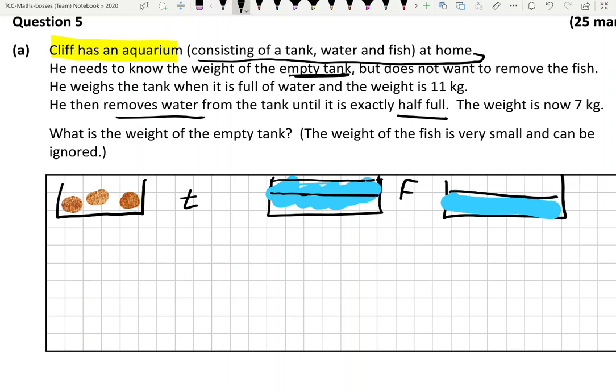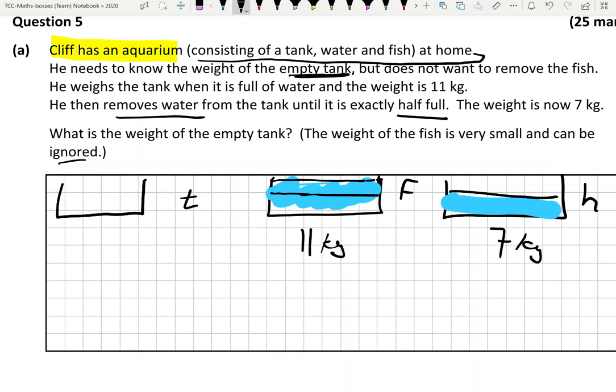Okay, and that comes to 7 kilograms. Let's write in some values. We have 11 kilograms here, we have 7 kilograms here. Let's call that H for half. Okay, so maybe I'll get rid of the fish, they're not important, apparently. The weight of the fish is very small, so they're called negligible, or they don't really contribute enough to be worth calculating in. So we get ignoring the weight of the fish.